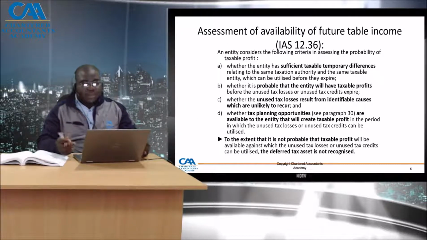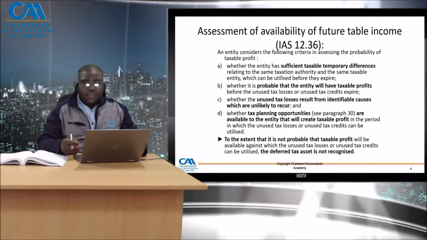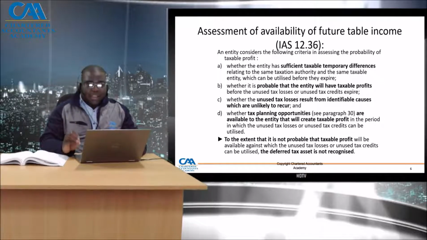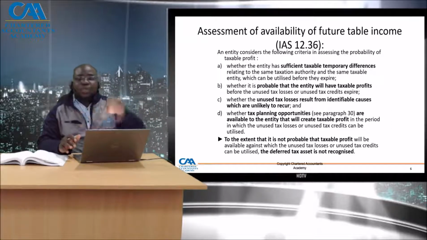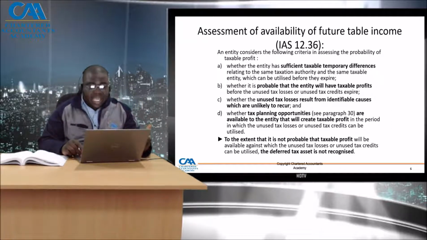The probability of taxable income comes in whether there are sufficient taxable temporary differences, whether it is probable that the entity will have taxable profits, and whether unused tax losses result from identifiable causes which are likely or unlikely to recur. There could also be very good tax planning opportunities that could reverse any losses, and to the extent that it is not probable that future taxable profit will be available, the deferred tax asset is not recognized. So we need to assess what could be done to bring through taxable profits. If you can't, you cannot recognize.